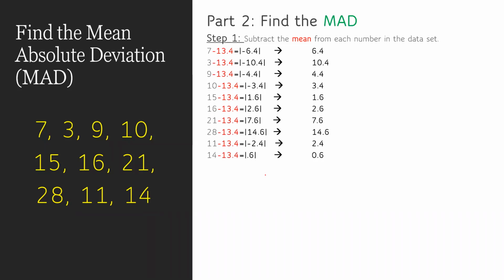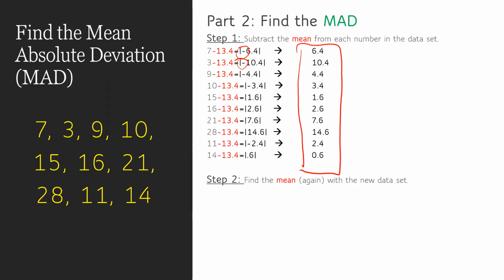So in this case, we've already gone through and done this. So we have 7 minus 13.4, which gives me the absolute value of negative 6.4. And again, if we have a number that is a negative absolute value, when I go through and simplify the absolute value, my numbers all become positive. So in this case, I have my data set, and this is my new data set, but I'm not finished yet.